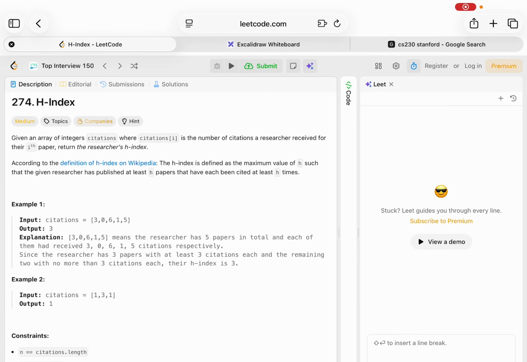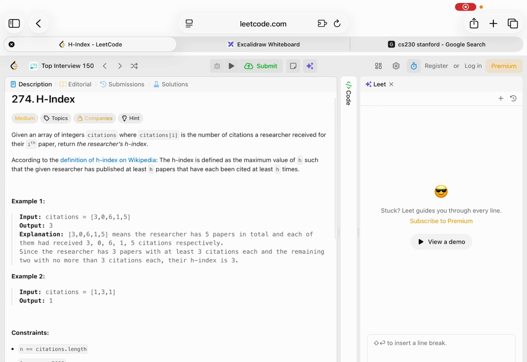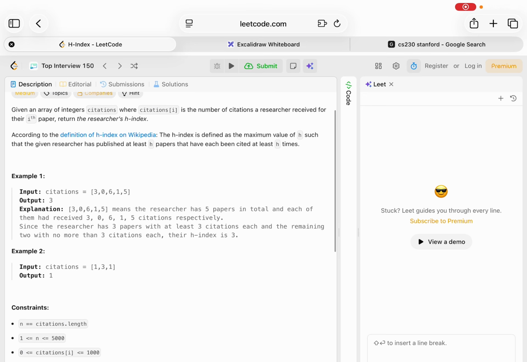So the next problem, H index, is kind of simpler. Given an array of integer citations, where citations[i] is the number of citations a researcher has received for the ith paper, return the researcher's H index. H index is a popular thing. Any researcher you Google on the internet, let's say Yann LeCun or Andrej Karpathy, you will always get their H index.